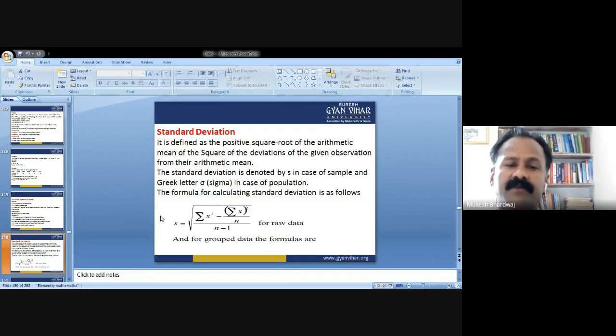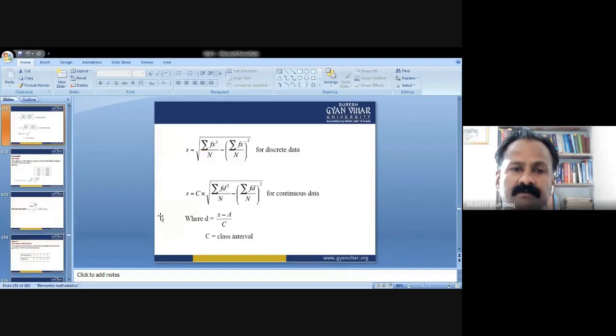This is the main important formula for calculating the standard deviation, and the standard deviation is defined on the basis of this formula only. And these are the formulas for grouped data. One is for the discrete type of data and one is for the continuous class type of data. You just note down the formulas and use them while calculating the standard deviation. Start with one example and you will understand the standard deviation thoroughly.